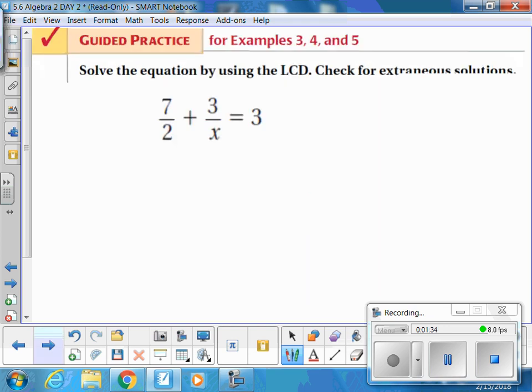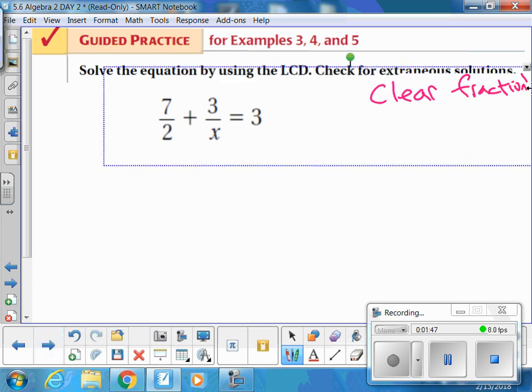All right, let's try a problem. What's our goal? Clear the fractions. I think I should almost write that on every slide. Our goal is to clear the fractions. Keep your eye on the goal. Right, so we're going to write down what our LCM is, and we're going to use that as our tool to help us clear the fractions.